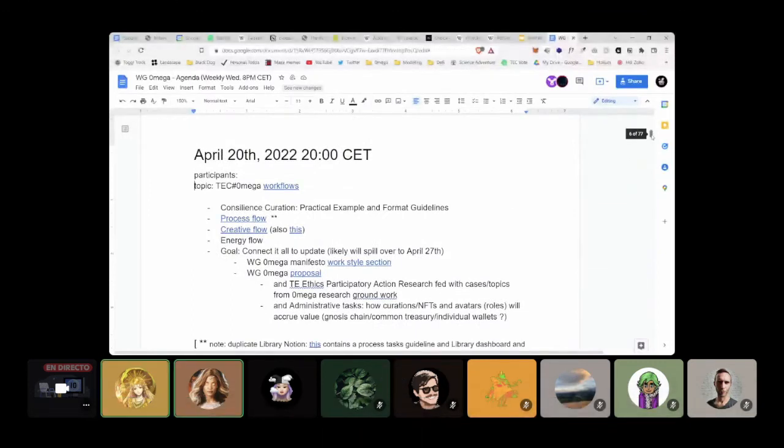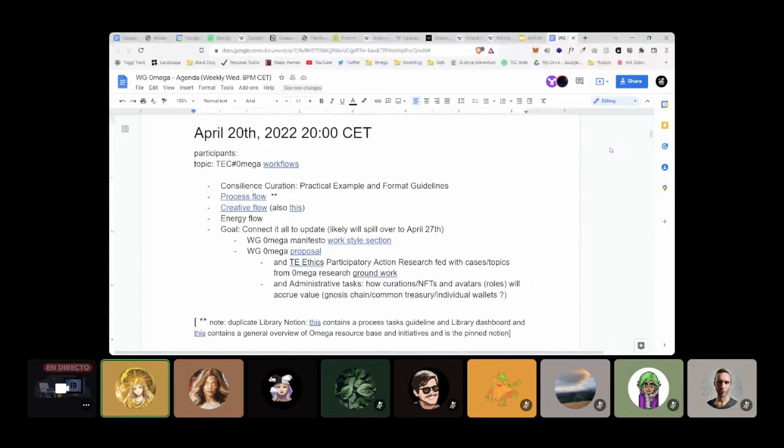First of all, welcome everyone. I don't know if you want to make a check-in round or connect to the senses. I leave it up to you. If anyone has a 5-minute idea, but just to give an overview, what we want to achieve today in our synchronization is the tech omega workflows. And the goal of it is to update our manifesto.